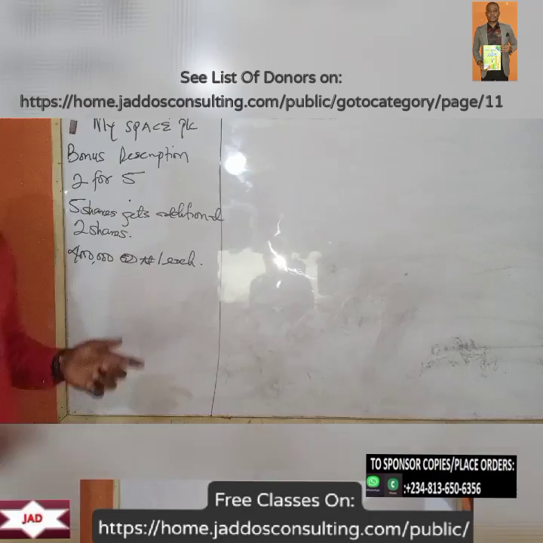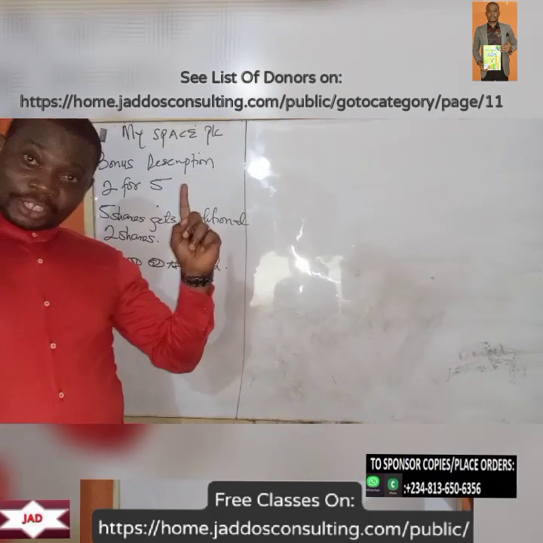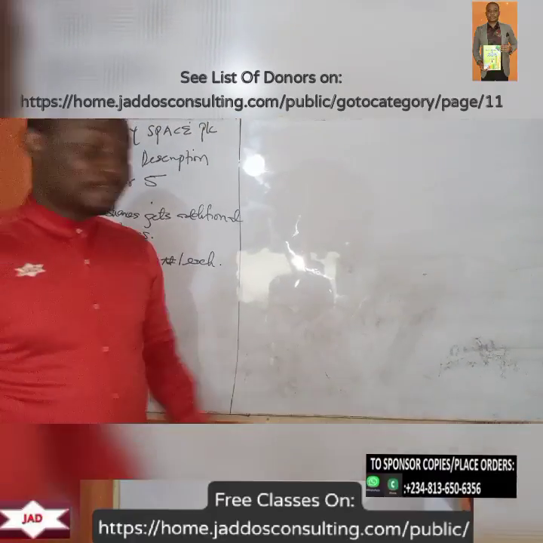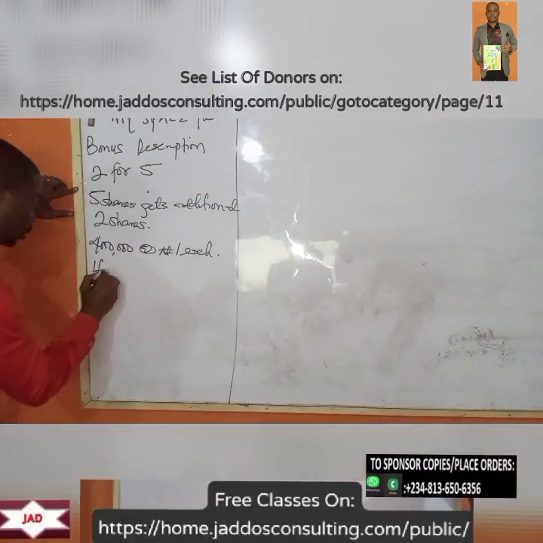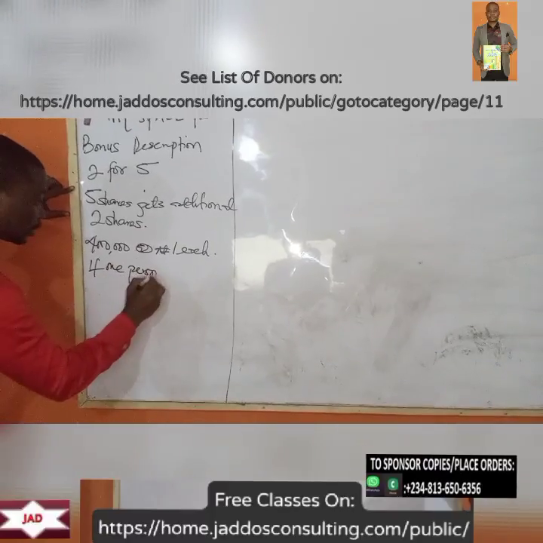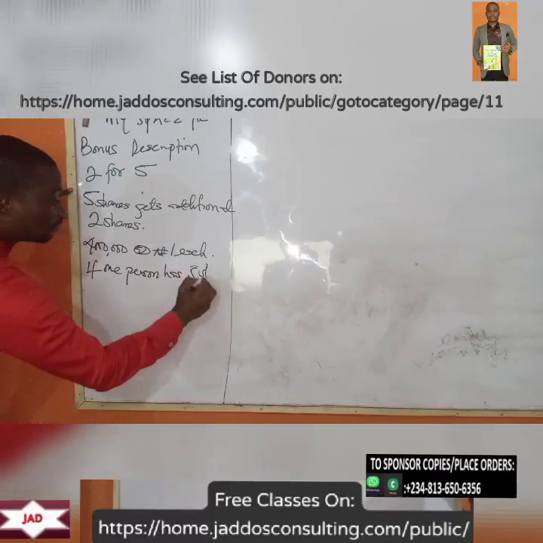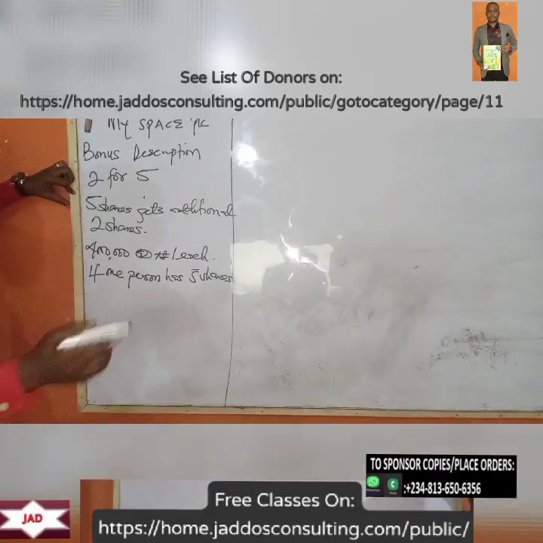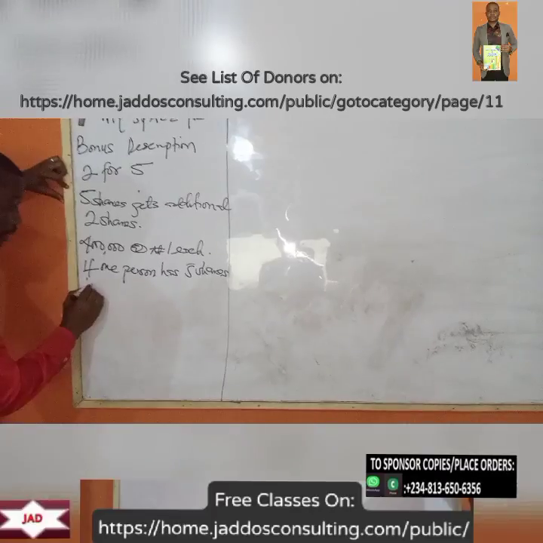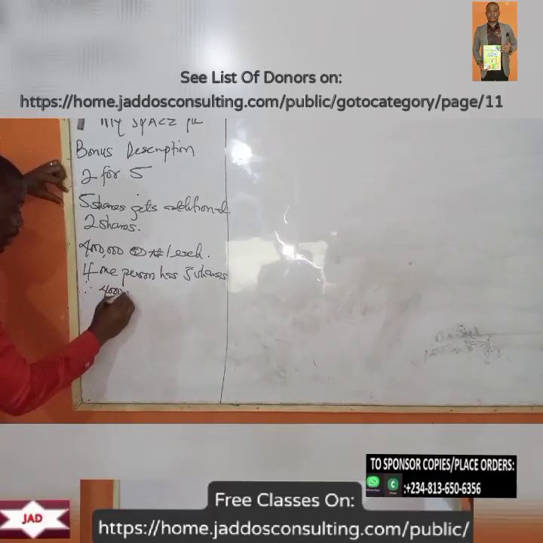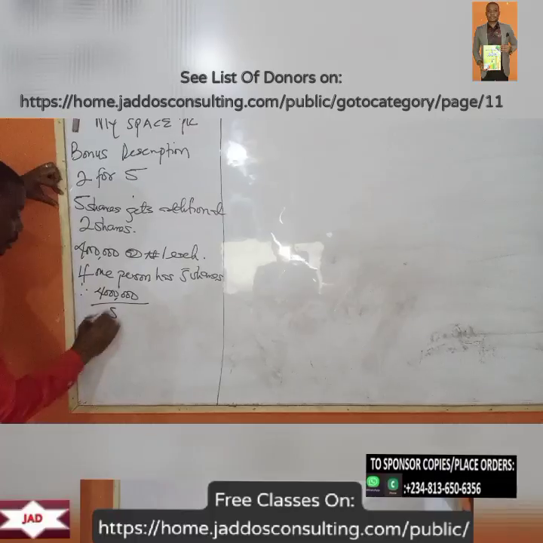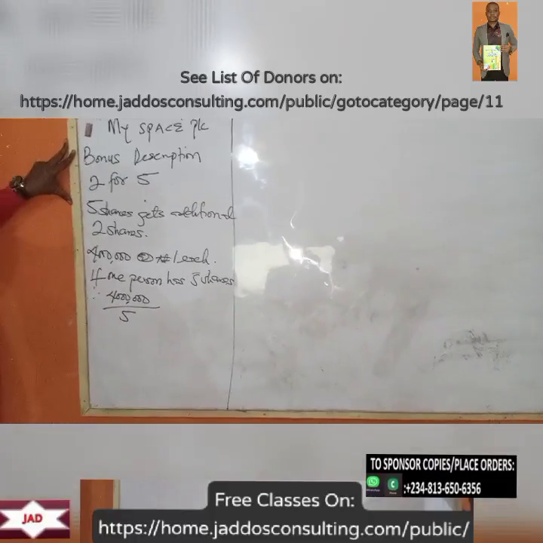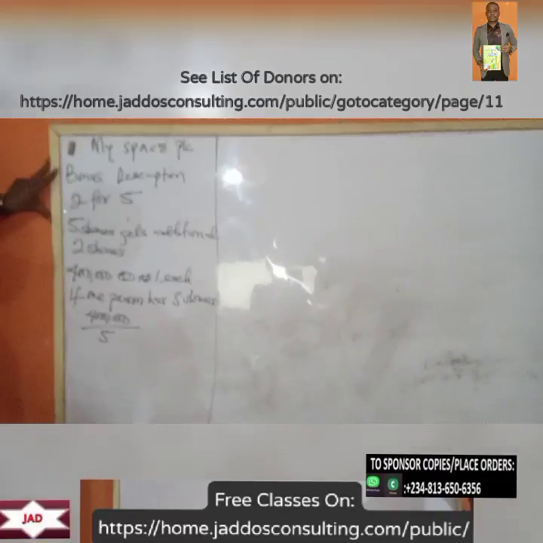So if we assume that one person has 5 shares, how many people have 5 shares? That's a simple way to interpret it. So if one person has 5 shares, it will mean, therefore, that 4 million divided by 5 gives us the number of people that has 5 shares, right? So 4 million divided by 5 here.